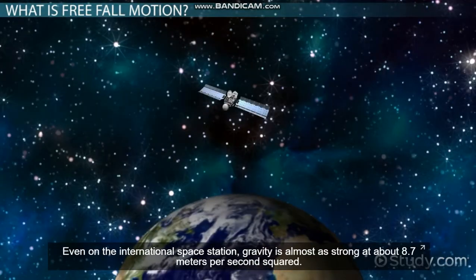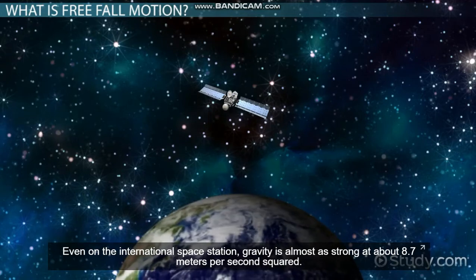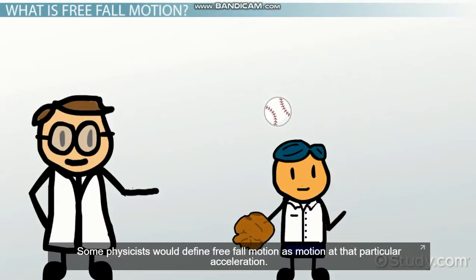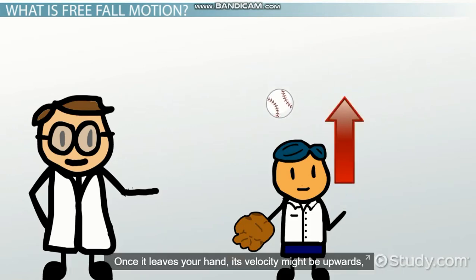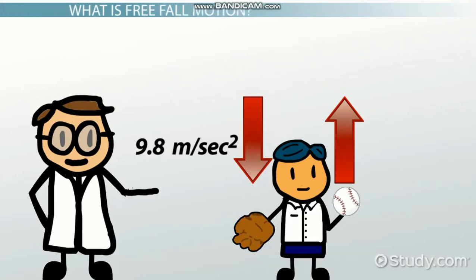Even on the International Space Station, gravity is almost as strong, at about 8.7 meters per second squared. Some physicists would define freefall motion as motion at that particular acceleration. When you do that, it means that even throwing a ball upwards is freefall. Once it leaves your hand, its velocity might be upwards, but it still has an acceleration of 9.8 meters per second squared downwards. That's why it slows down, stops, and falls back to Earth.